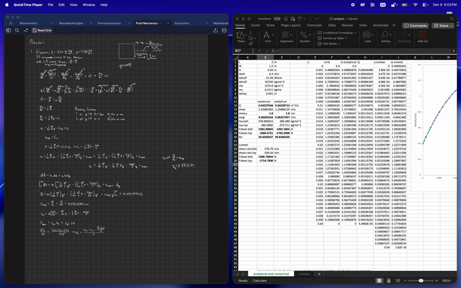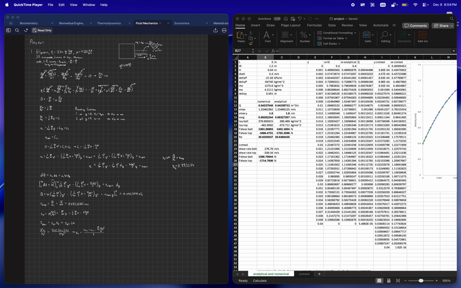Use my boundary conditions, which is just no slip at the bottom and top walls. Here the belt is moving, and then that gave me my final analytical solution. And then I moved on to the volumetric flow rate.